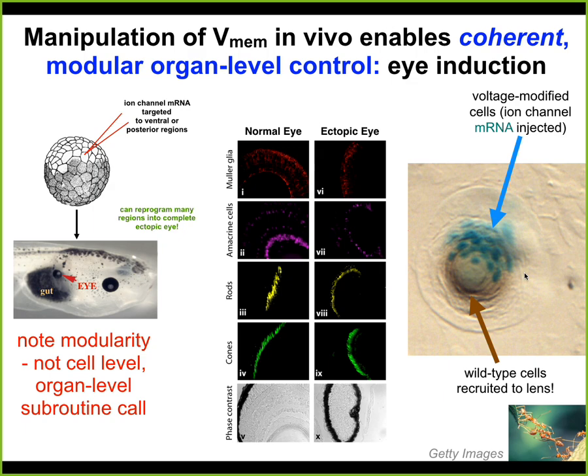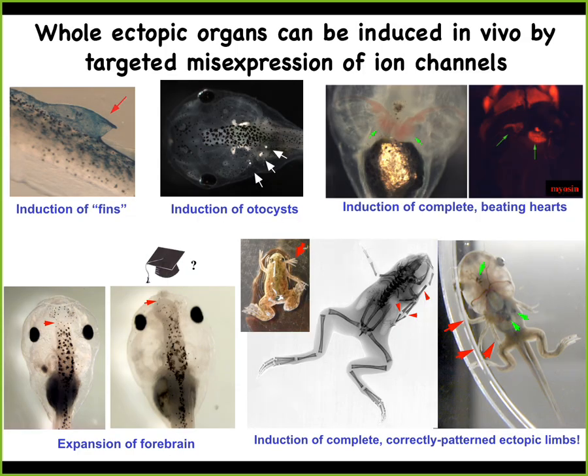So this is great for engineering, for bioregenerative medicine. These things have all kinds of interesting capacities that we do not need to micromanage. We can take advantage of them. What else can you do this way? Well, we can ask for ectopic otocysts or inner ear organs. We can make extra hearts. We can make extra forebrains, extra limbs. Here's our six-legged frog. Or we can make fins. Now that's kind of weird. Tadpoles aren't supposed to have fins. That's more of a fish thing. We'll get to that momentarily.